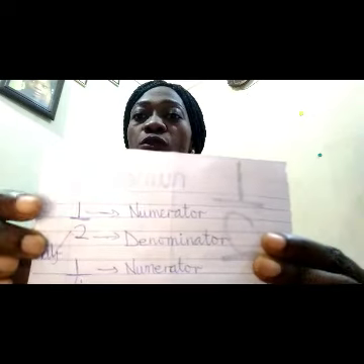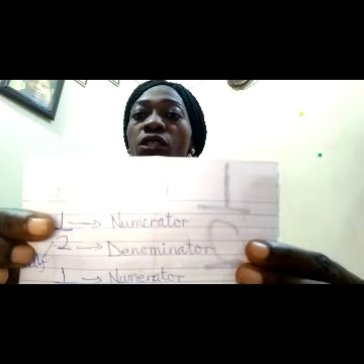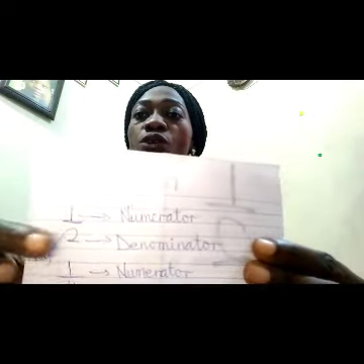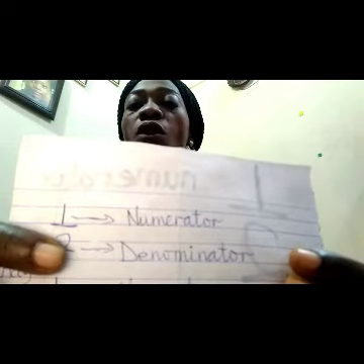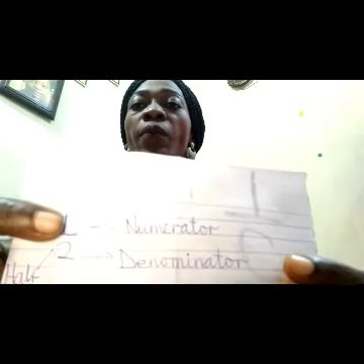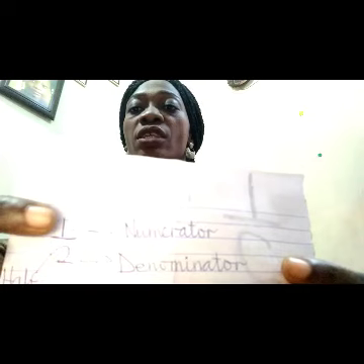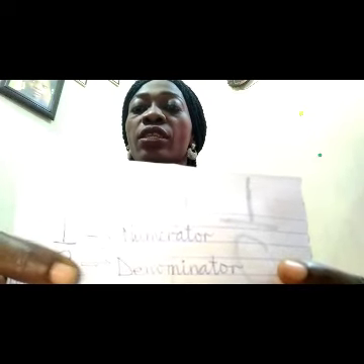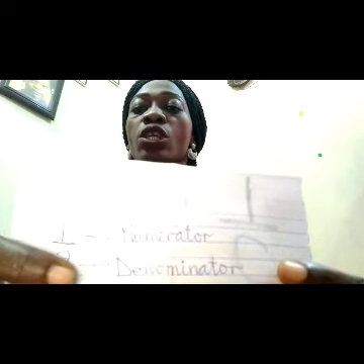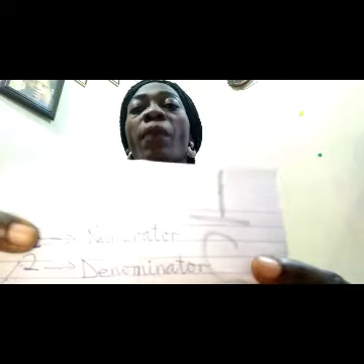I hope you can see. So this is 1 over 2. The 1 here is called the numerator and the 2 is called the denominator. That is, the number above the line is 1, which is the numerator, and the number below the line is what? Denominator. Now, what is numerator? Numerator is the number of parts of the whole.